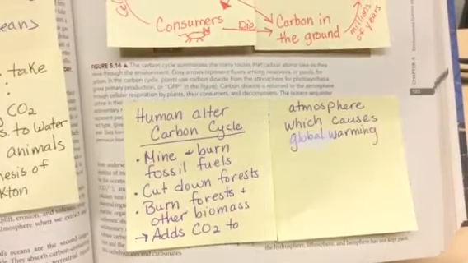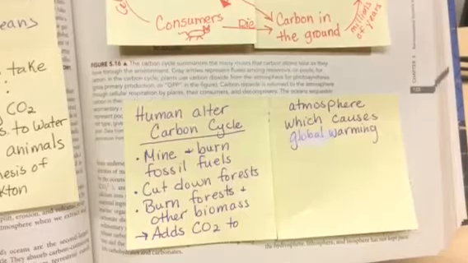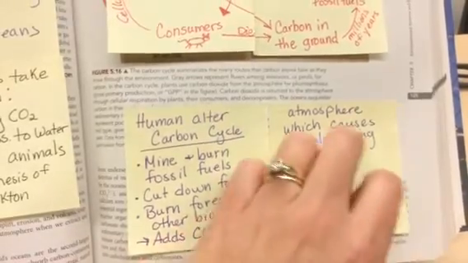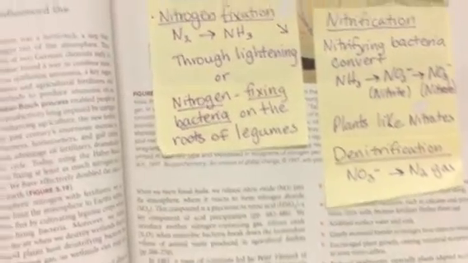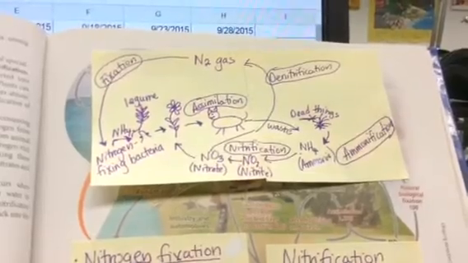So again, FRQs in the past have asked students to write about ways that humans alter whatever cycle they ask you about. It could be carbon, it could be nitrogen, it could be phosphorus, it could be the water cycle. Sometimes it is. Okay, go on a couple pages over to 129, and here we have the nitrogen cycle.